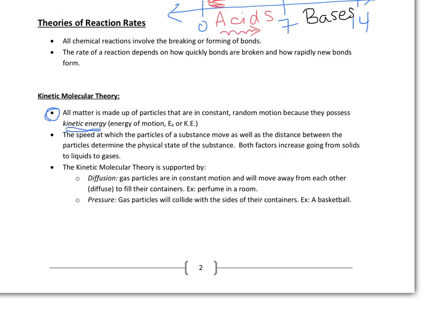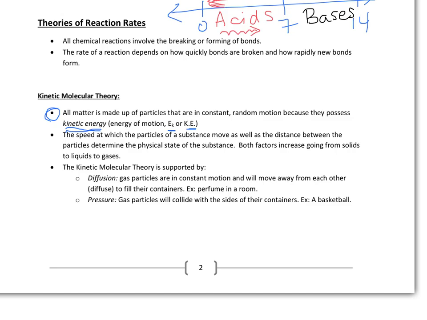Kinetic energy is also known as the energy of motion and can be denoted as EK or KE. The speed at which the particles of a substance move, as well as the distance between the particles, will determine the physical state of the substance. Both factors increase going from solids to liquids to gases.